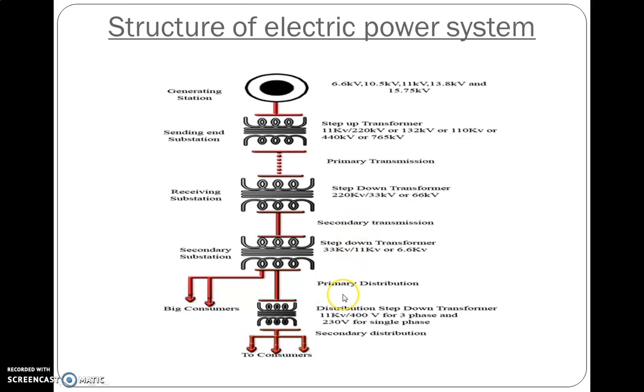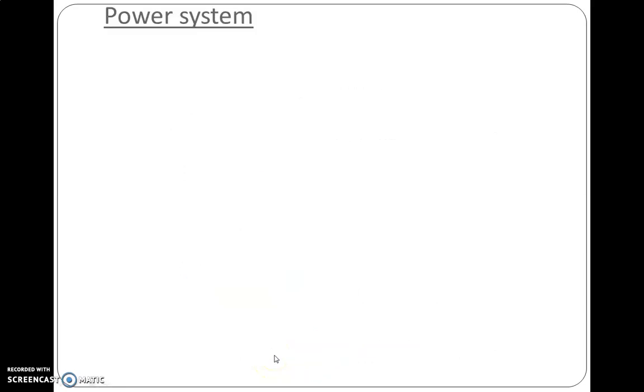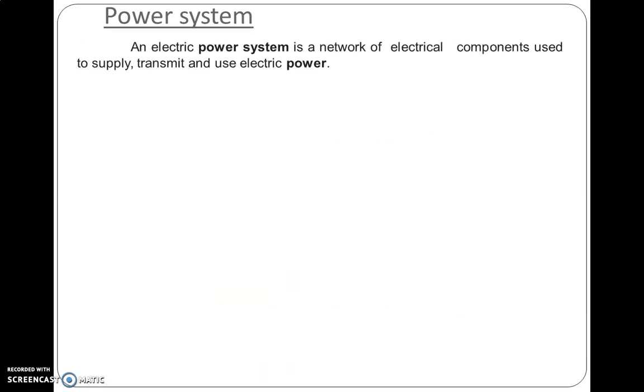On the distribution side, first we consider primary distribution, where 11 kV is again stepped down to 400 volt for 3 phase and 230 volt for single phase. After that, we satisfy the consumers. So let us discuss once again.